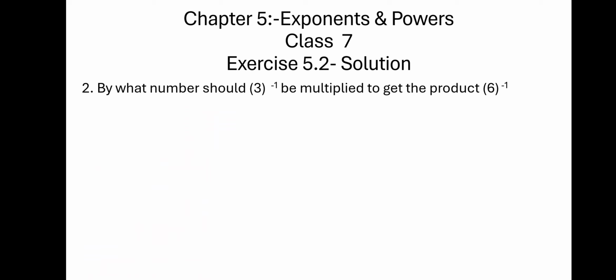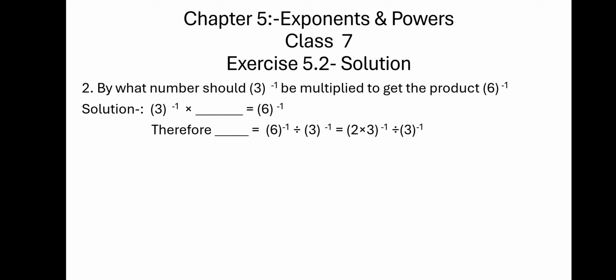Now the second question. By what number should 3 raised to negative 1 be multiplied to get the product 6 raised to negative 1? This is also similar to the first question. You have to divide 6 raised to negative 1 by 3 raised to negative 1. Now 6 we have to factorize into 2 into 3, raised to the power of negative 1, divided by 3 raised to negative 1, which will give you 2 raised to negative 1 into 3 raised to negative 1.